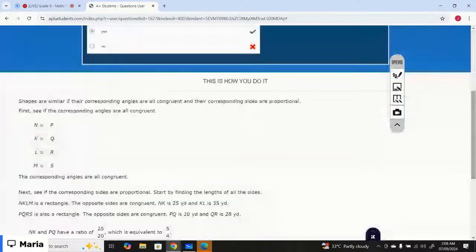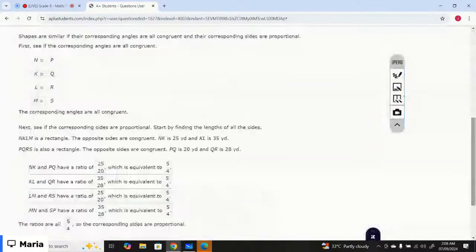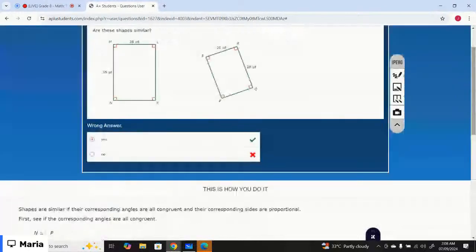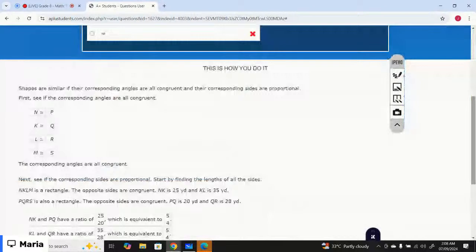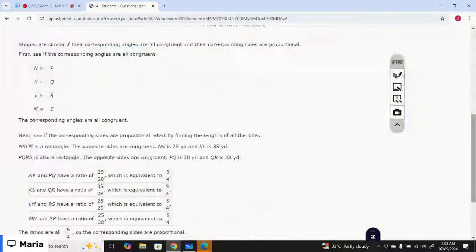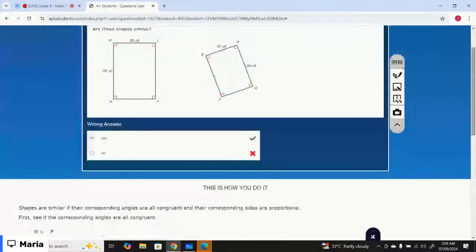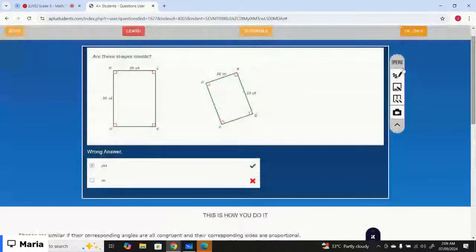Why yes? Oh, their ratios are the same. If you calculate, NK and PQ have the ratio 25 by 20, and KL and QR have the ratio 35 by 28. When you simplify them, they are 5 by 4. I answered without simplifying. I forgot we have to simplify also. So yes, they are the same, that is 5 over 4. The correct option is yes, the shapes are similar.